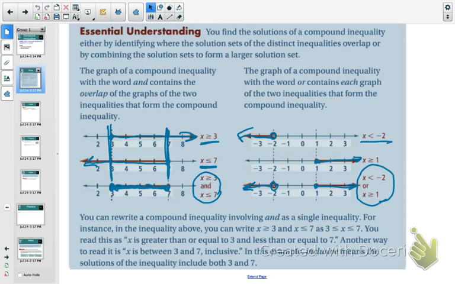Okay, you can rewrite a compound inequality involving and as a single inequality. For instance, in the inequality above, you can write x is greater than or equal to 3 and x is less than or equal to 7 as x is between 3 and 7. So you can say 3 is less than or equal to x, and x is less than or equal to 7. Or you can say x is between 3 and 7 inclusive. Inclusive means it contains both 3 and 7. So because those are both less than or equal to signs, it would be inclusive. If it was just less than, then it would be exclusive.